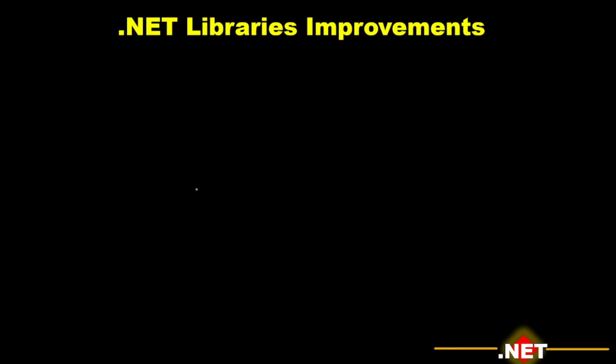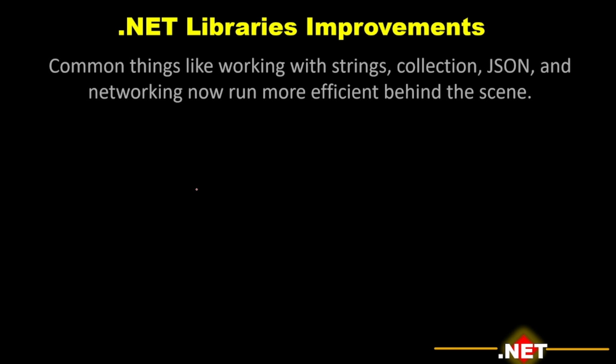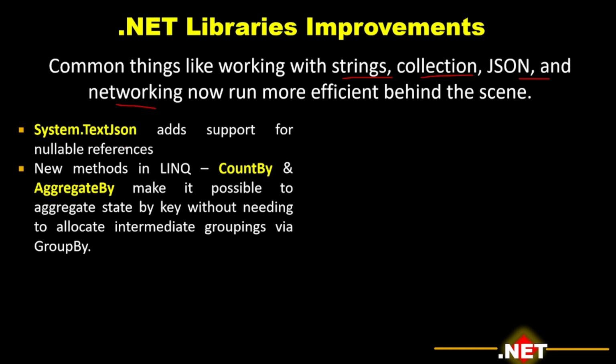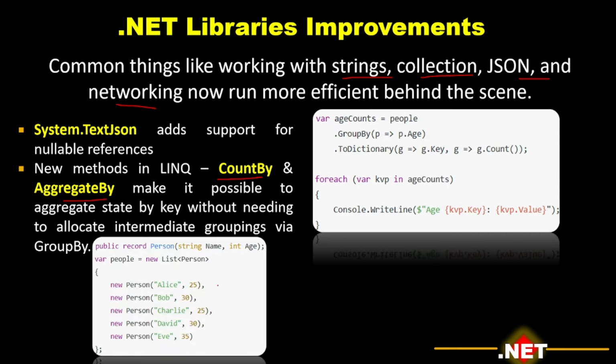Talking about the next feature, the improvements in .NET libraries. There are common things like working with strings, collections, JSON, and networking. These have got improved. Like System.Text.Json, and in LINQ we have got CountBy and AggregateBy. So if you look at this example, we have a collection here which has name and age.